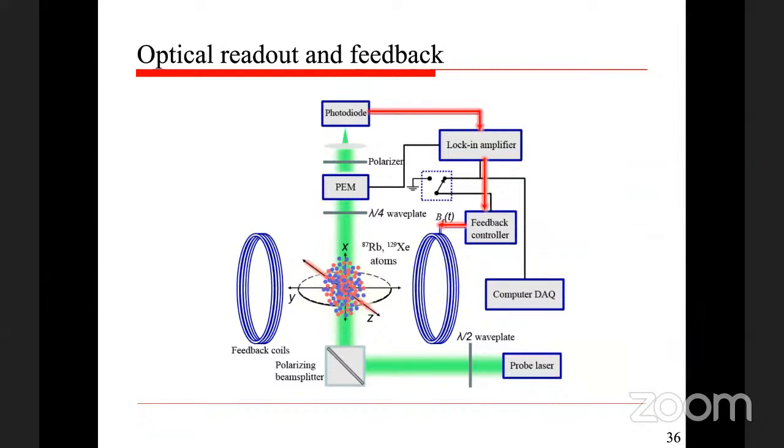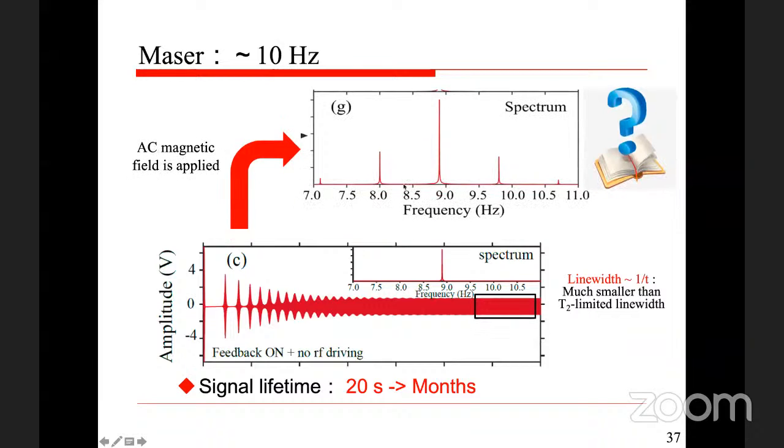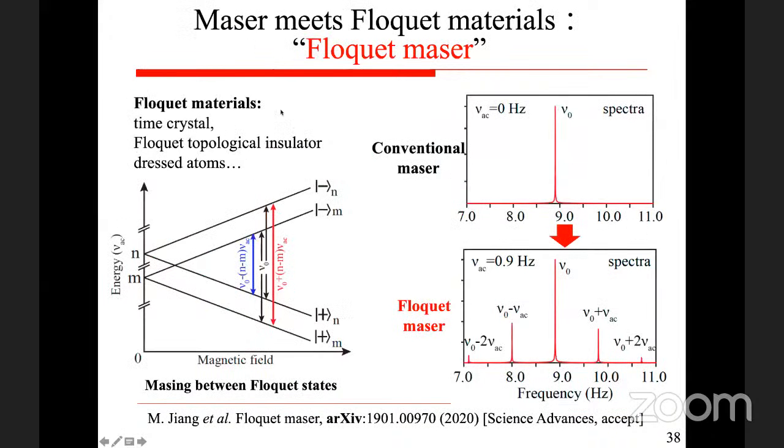So this is our setup, and I show you some results. This is our Maser at 10 Hz. Also we apply an AC magnetic field, and we see the peak splitting into different peaks. Our Maser is called a Brookwood Maser. It's quite different from the textbook.